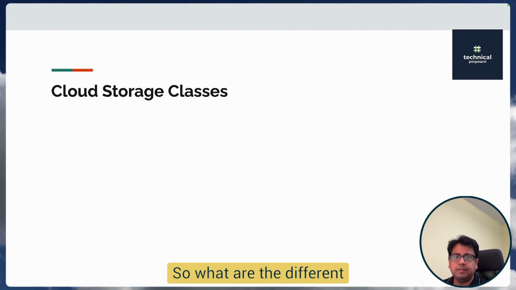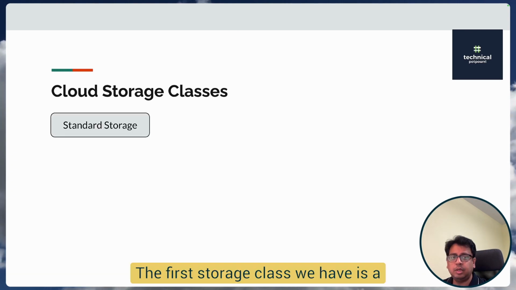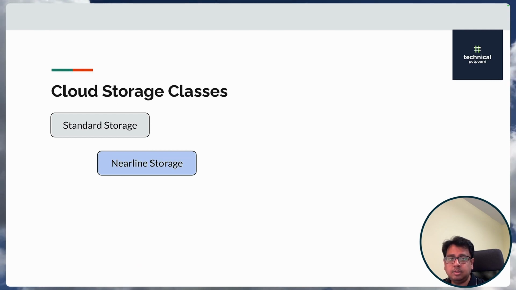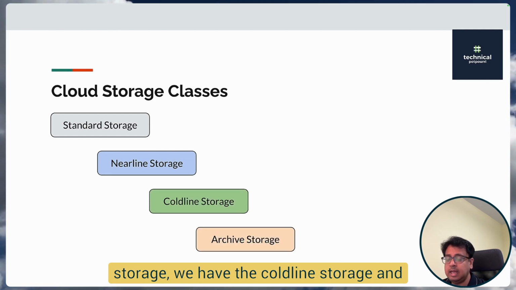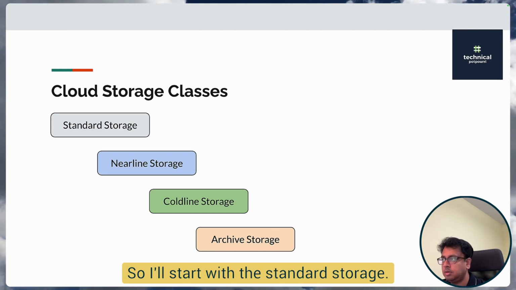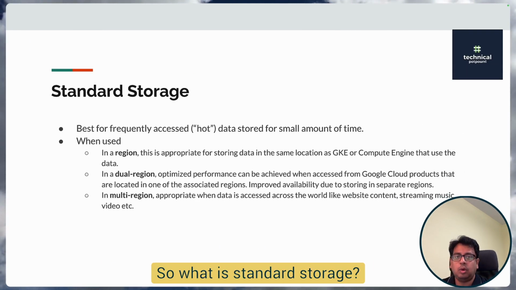Okay, so what are the different storage classes we have? The first storage class we have is the standard storage, followed by the nearline storage, the coldline storage, and the archive storage. I'll explain all four of these. So let's start with the standard storage. What is standard storage?